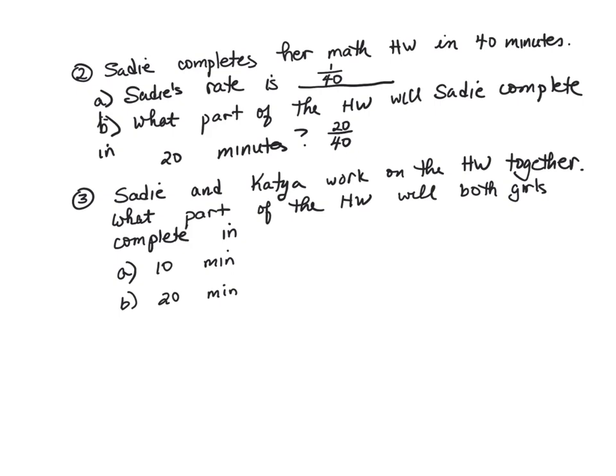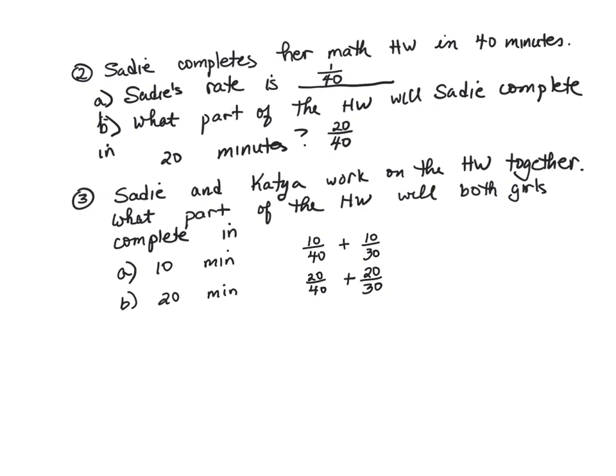So if we think about it, Sadie will have completed 10/40ths of the homework, and Katya will have completed 10/30ths of the homework. And if we want to see what part of the homework was completed altogether, we would add the two. And that would be our answer. In 20 minutes, Sadie would have completed 20 over 40ths, so half the homework. And Katya will have completed 20 out of 30, and we would add those two. And that would be the part of the homework that was completed.